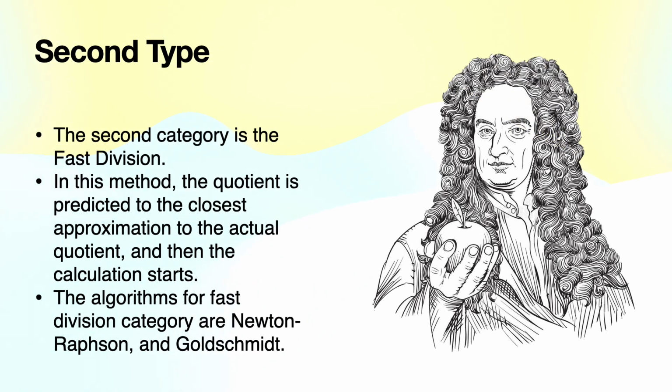Hello everyone, Shreyash Agone, roll number 16 here. I'll be explaining the second type. The second category is the fast division. In this method, the quotient is predicted to the closest approximation of the actual quotient and then the calculation starts. The algorithms for the fast division category are Newton-Raphson and Goldschmidt.